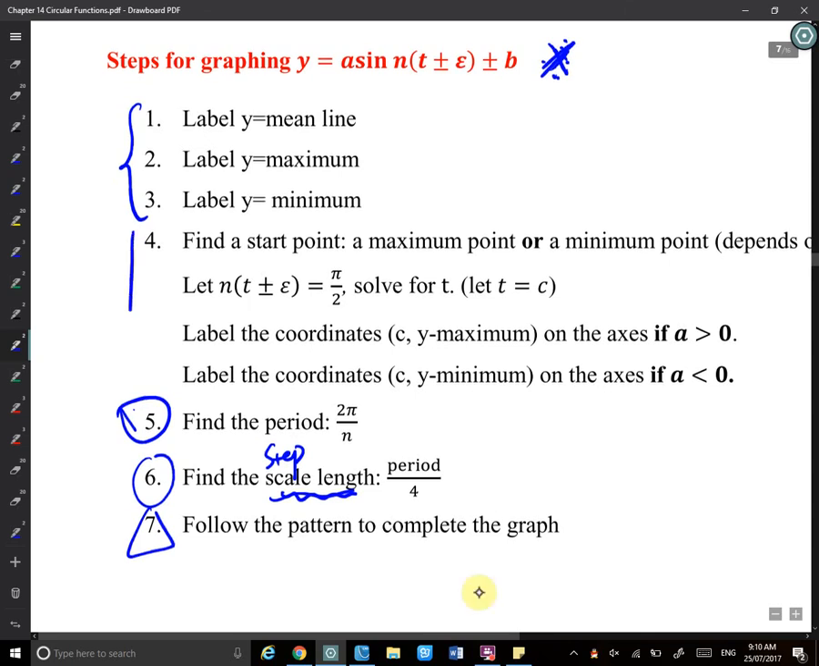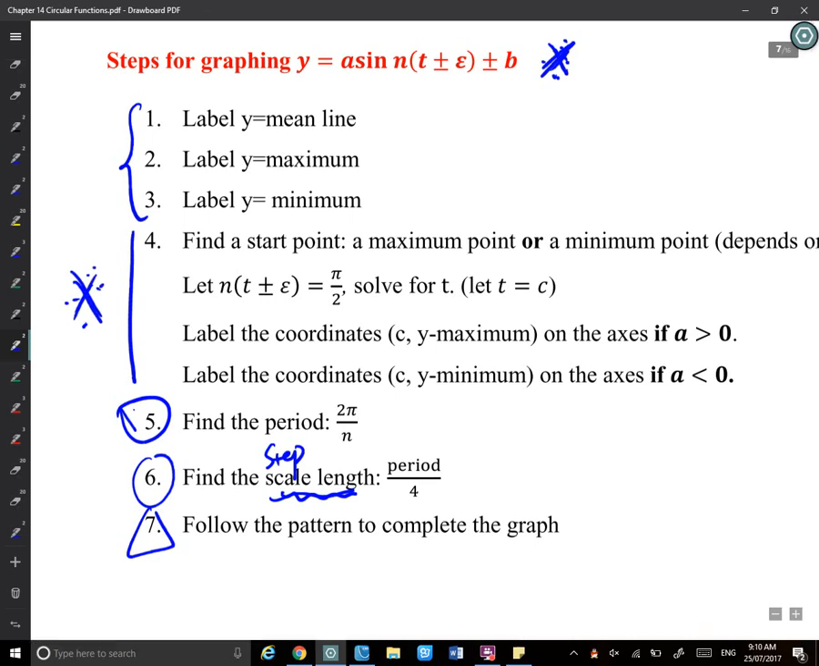So step number 4 is the most important step, which is to find the start point. What is the start point? The start point must be at a maximum point or a minimum point. That is a start point. How do we find it?